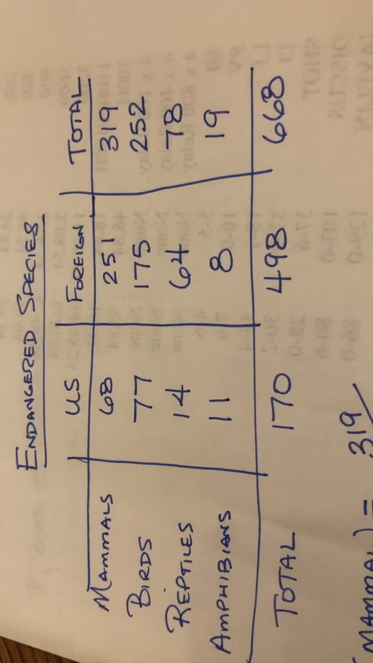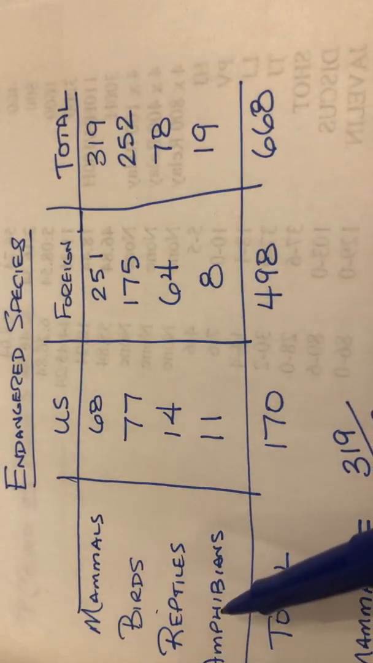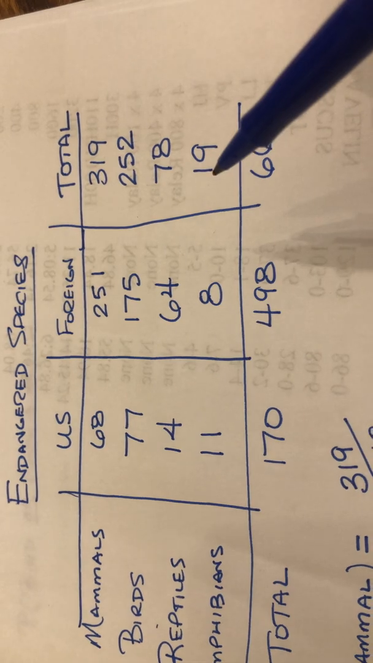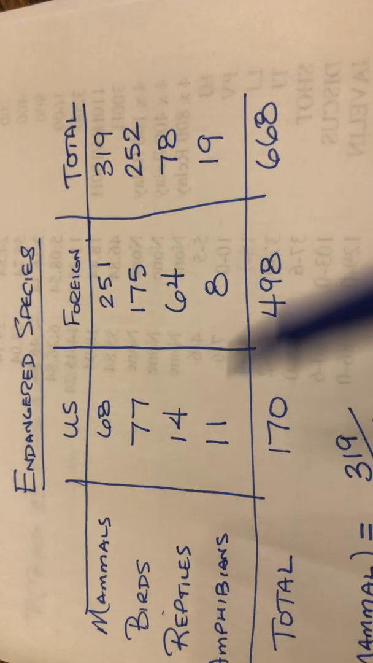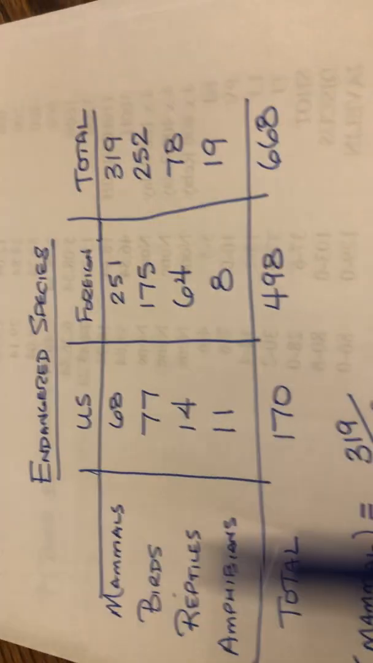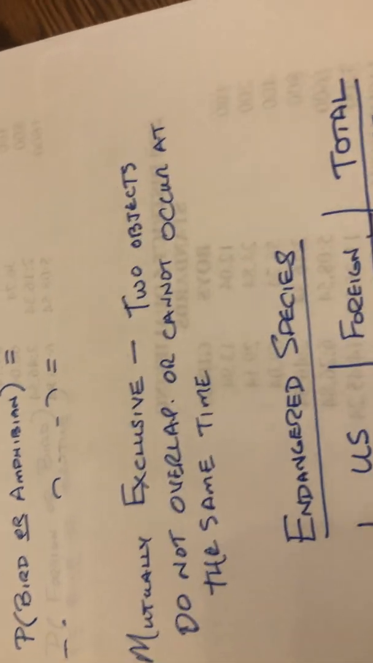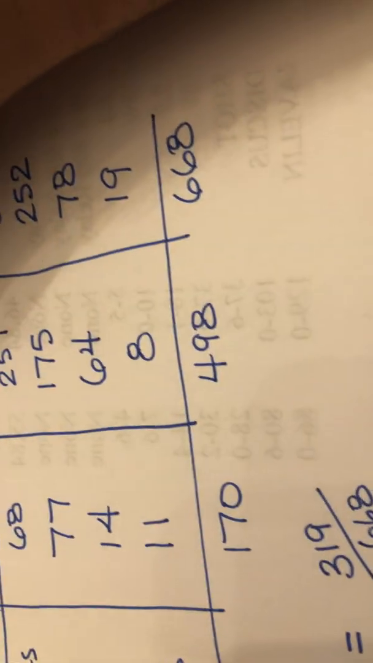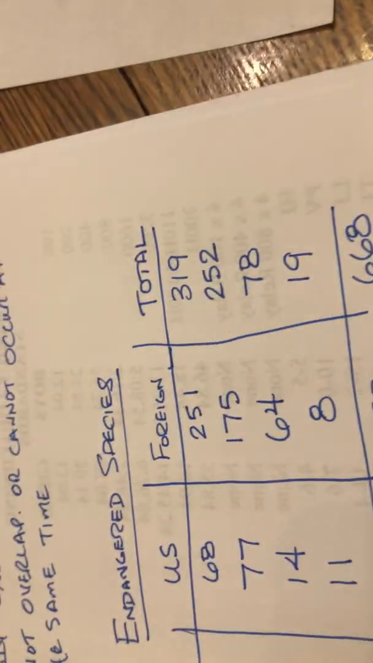Well, logic would state that I want to look at how many things are birds and how many things are amphibians. If I add those 2 up, I can get the total number of species that are birds or amphibians, and I can find my probability. So our probability in this case is going to be the probability of it being a bird, 252 out of 668.